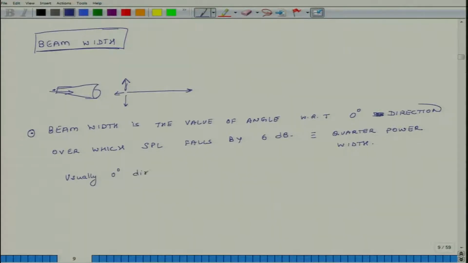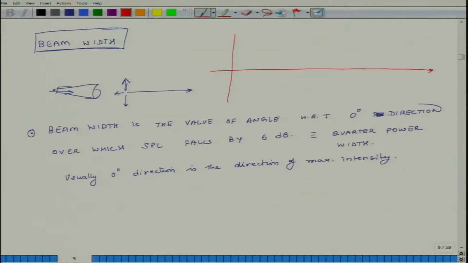Here, usually 0° direction is the direction of maximum intensity. So again, let us say there is a horn, this is the horn and this is my x axis. So this is the origin, and this is my x axis.